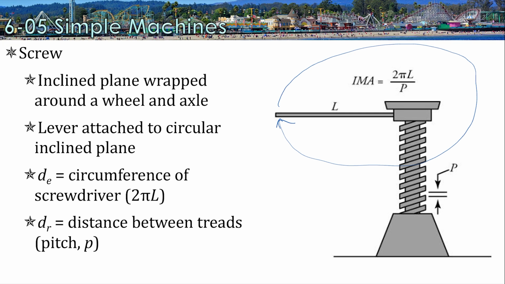The resistance distance is the distance between the threads. We call that pitch, or P. So our ideal mechanical advantage is 2 pi L over P.